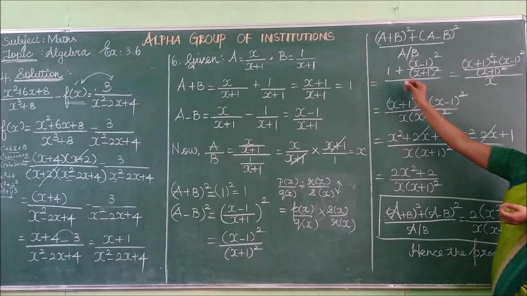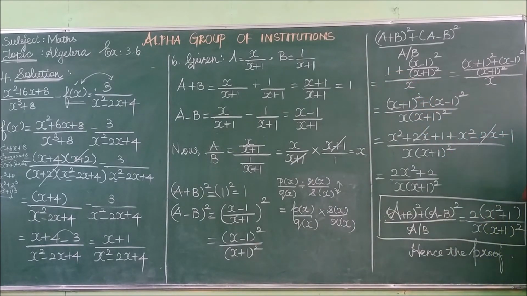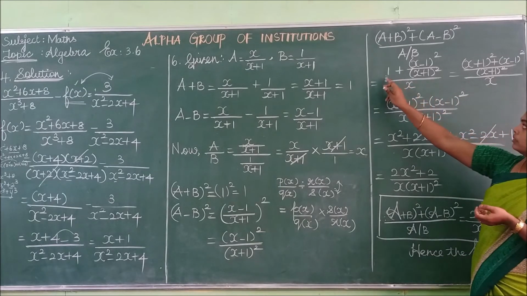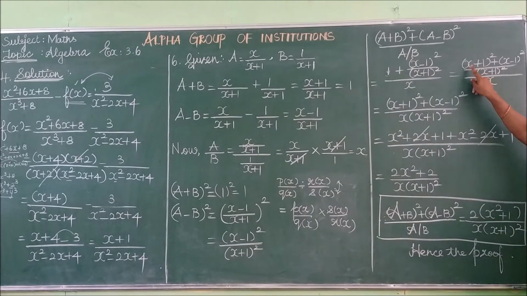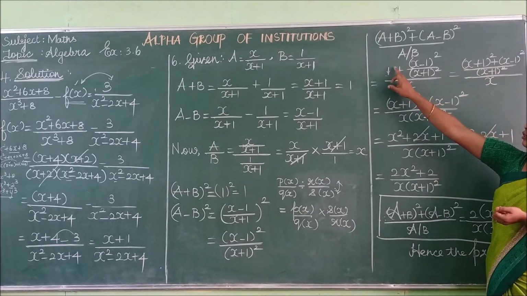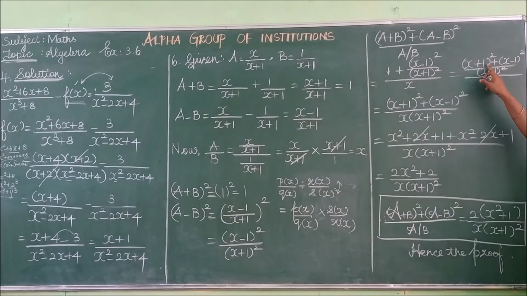Then this one. In this denominator, there is no value. So here only the denominator value is (x + 1)². So if you want an equivalent fraction for both, you have to multiply both numerator and denominator by (x + 1)². So (x + 1)² divided by (x + 1)². So both denominators will be the same denominator. So you can take the denominator as common, (x + 1)². In our term, 1 into (x + 1)² is (x + 1)², plus here (x − 1)².